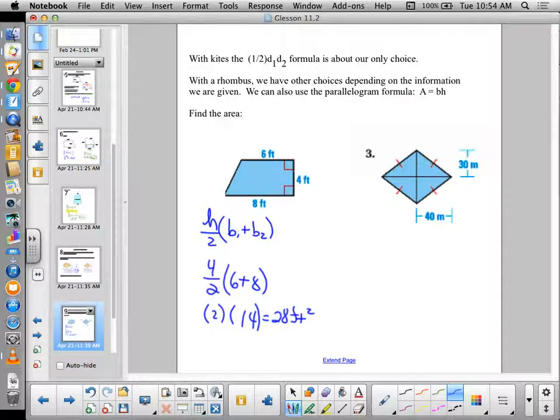What type of shape is this? It is a rhombus. So I could use base times height, or I could use diagonal 1 times diagonal 2 over 2. Now, what I'm given here is a little bit misleading. I'm given this distance is 40 meters. So how long is the whole diagonal? 80. This distance right here is the 30 meters. How long is the whole diagonal? 60. So the area is going to be 80 times 60 divided by 2. What was it, 2,400?